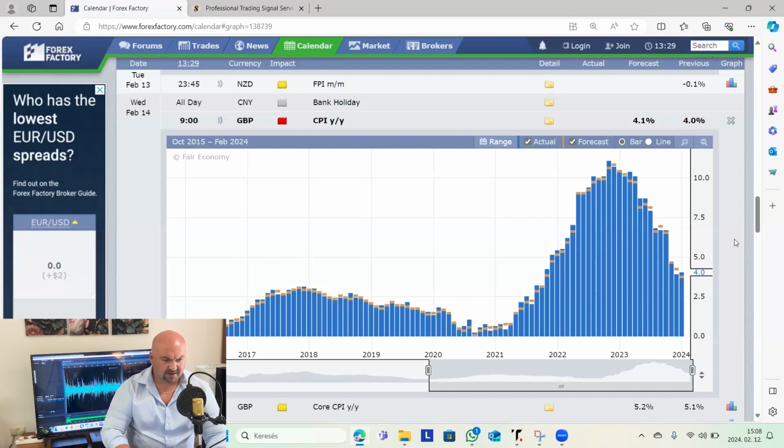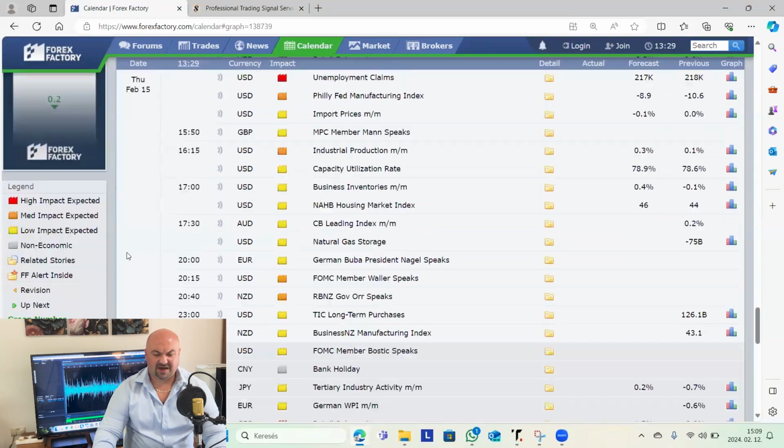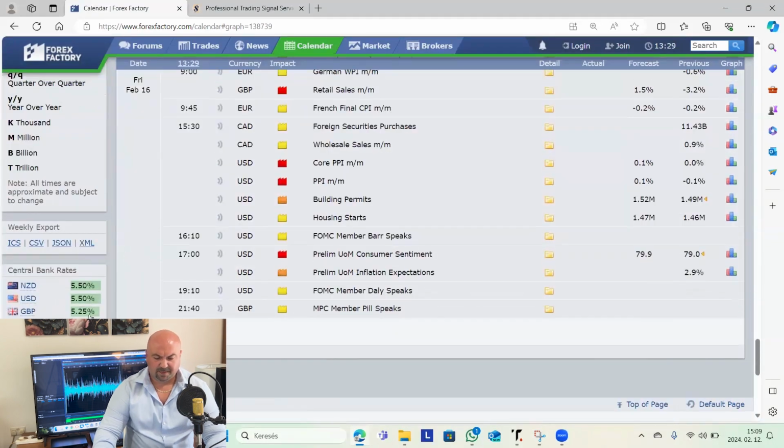The credits, the loans you can pick up, they are really expensive. If you check, the UK interest rate right now, as you can see, is 5.25%. It's pretty much high, so it's time to move. In this case, the GBP can weaken against the others.